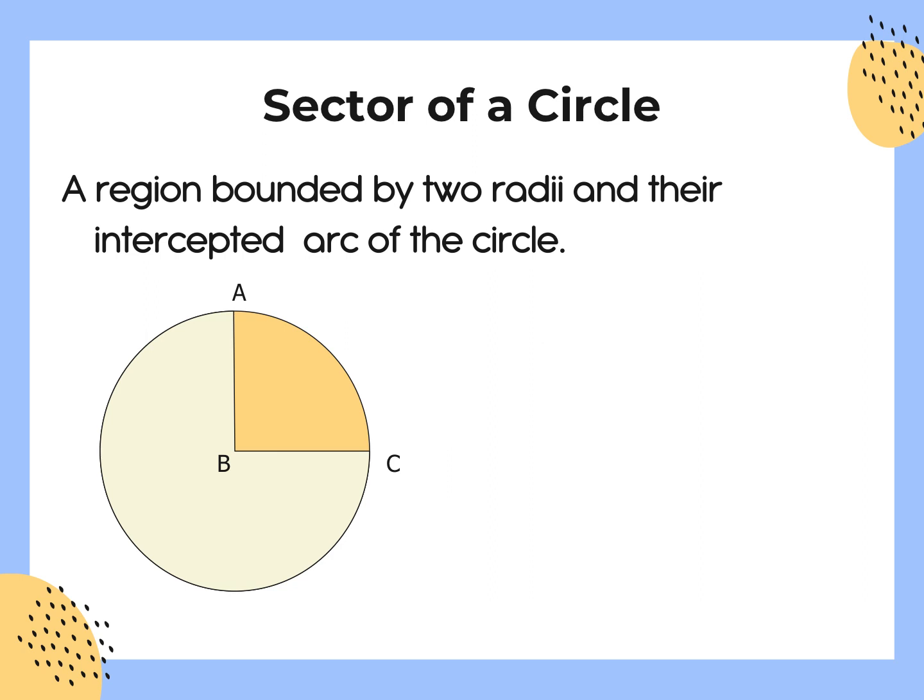A sector of a circle is a region bounded by two radii and their intercepted arc. So notice that you've got radius AB, you have radius BC, and you have this arc length AC. Well, this space in between is the sector of the circle, and that has an area to it.